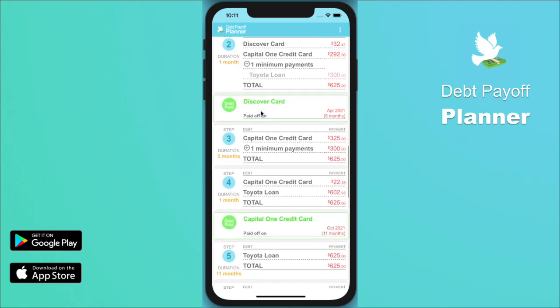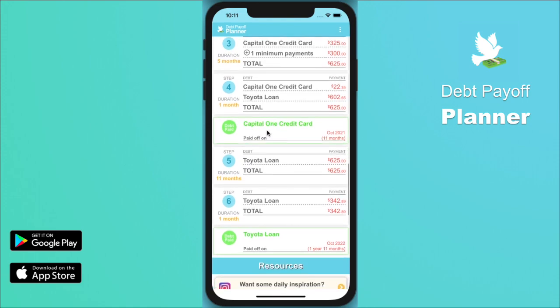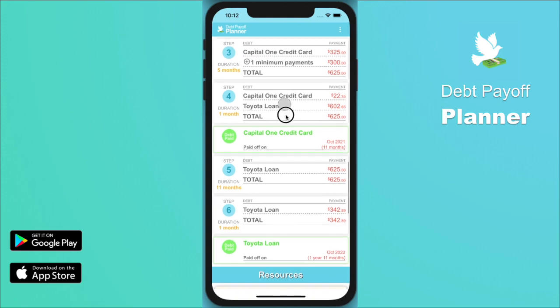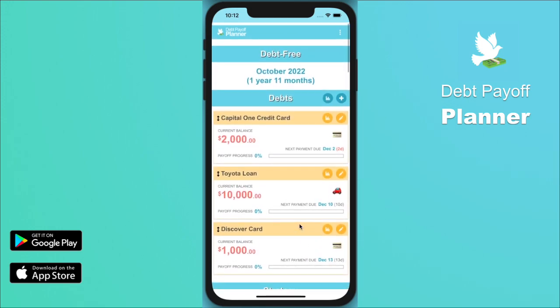So you're going to do that for another 5 months, and then in the 6th month after that, which is October 2021, you pay off the Capital One card. In that case, you only have one loan left. And so you roll over all of that payment. So now you're paying the minimum payment plus the $200 from the Capital One and from the Discover card is now all being applied to paying off the Toyota loan as fast as possible. So a year after that, October 22, the Toyota loan is paid off and you are debt-free. And all of that is using the debt snowball method.